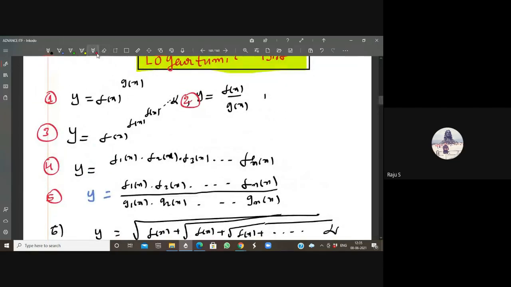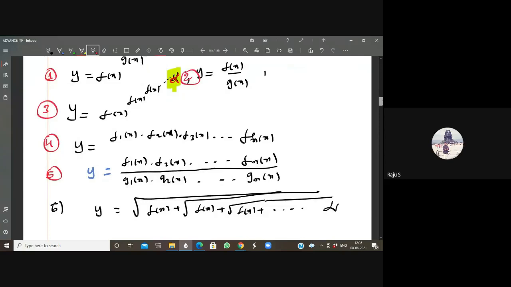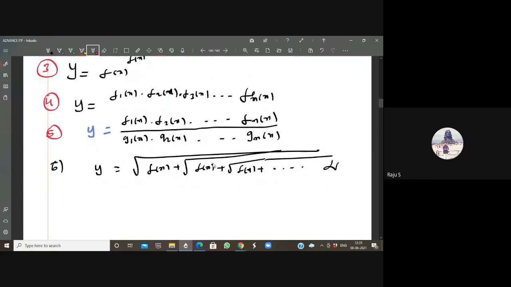And remember one more point: a function power function power function must go up to infinite, then only the logarithmic method will get the answer. If it is finite, we may not apply that logarithm. Here also, square root of square root of square root up to infinite, then only we'll get the answer. If it is a finite number of square roots, again we cannot. And the sign may be plus or minus; either all plus or all minus, we can apply the logarithms.